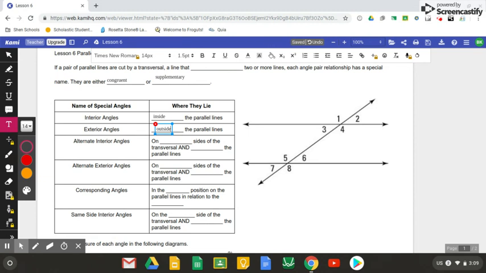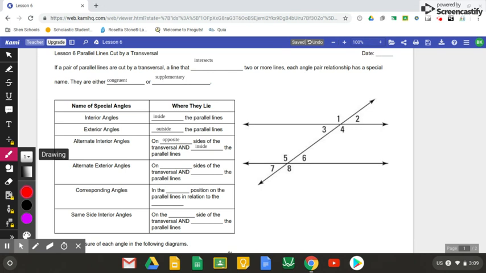4 terms. Very key terms throughout the year. Make sure you know what these are. Be able to identify them in parallel lines. Alternate interior angles. Those are, well, the word alternate means opposite. So they are on opposite sides of the transversal and inside the parallel lines, because alternate and interior.